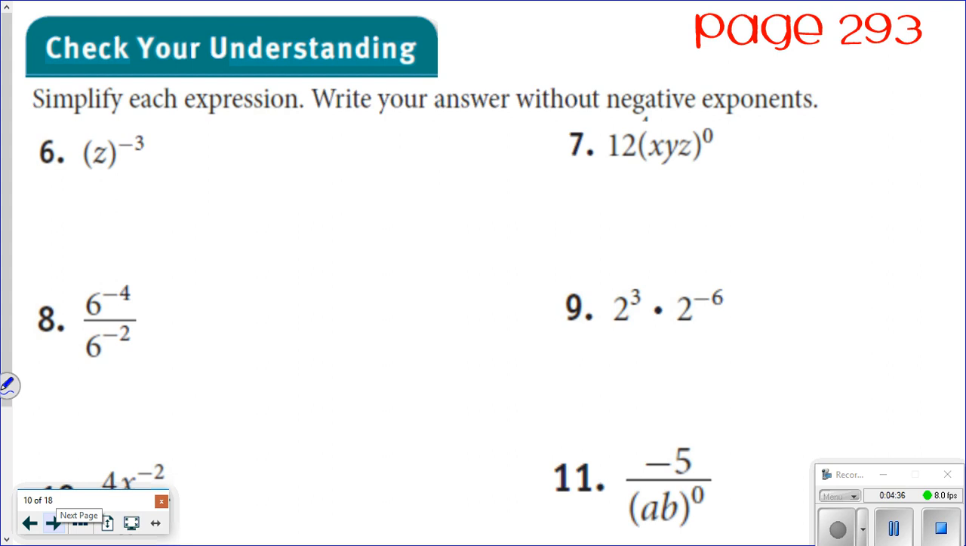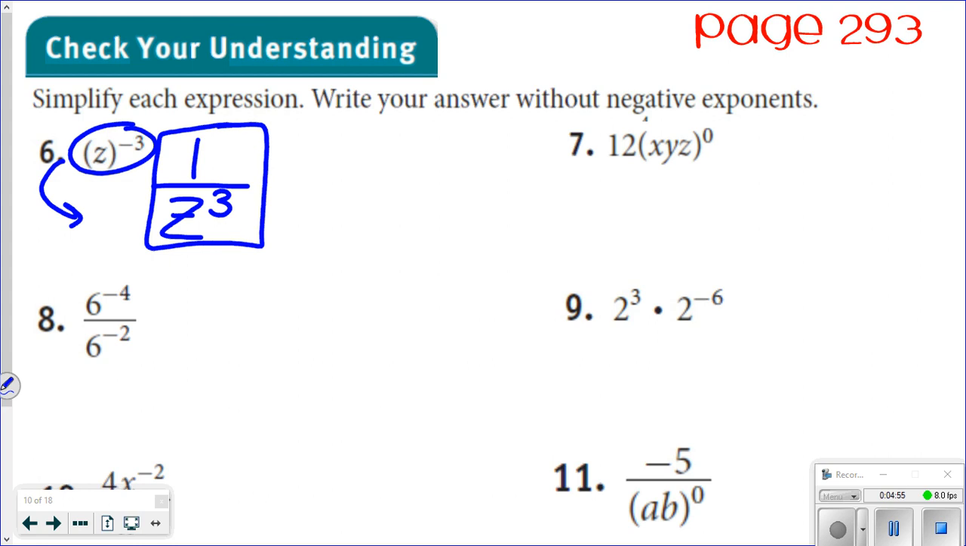Question 6, I cannot have a negative exponent, so this needs to move to the denominator downstairs. So it's 1 over z, and then turn it into a positive 3. Put a 1 in the numerator as the placeholder. And that would be our final answer there. I have a 12, and then I have x, y, z being raised to the 0 power. So these turn into 1. So basically this is 12 times 1, which equals 12.